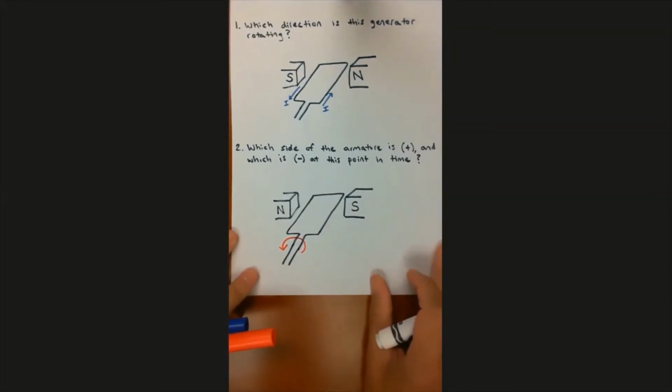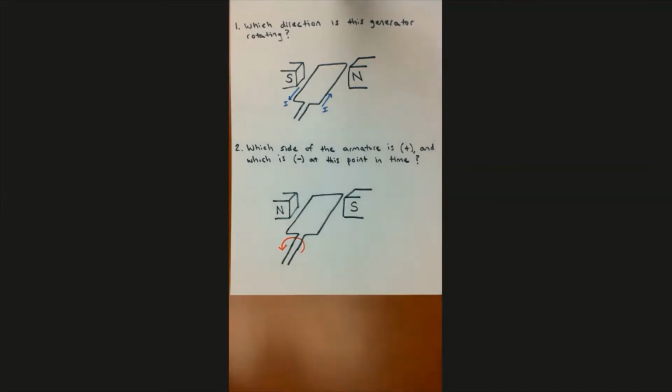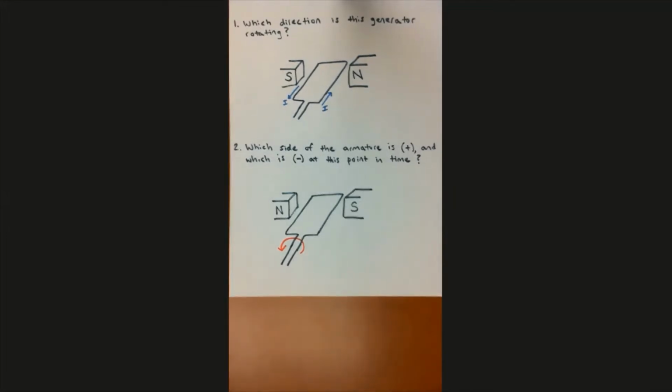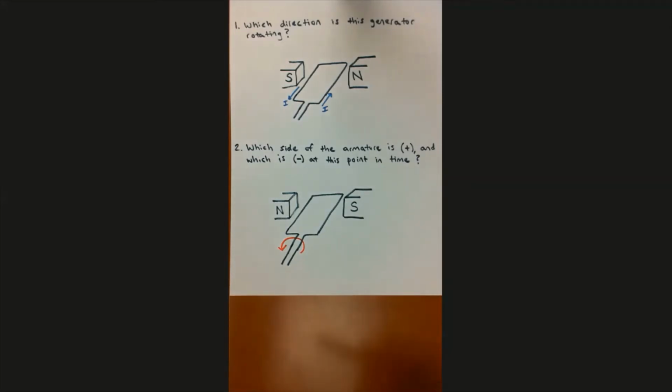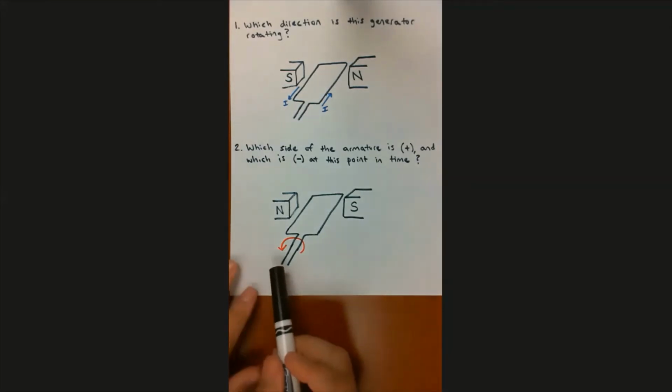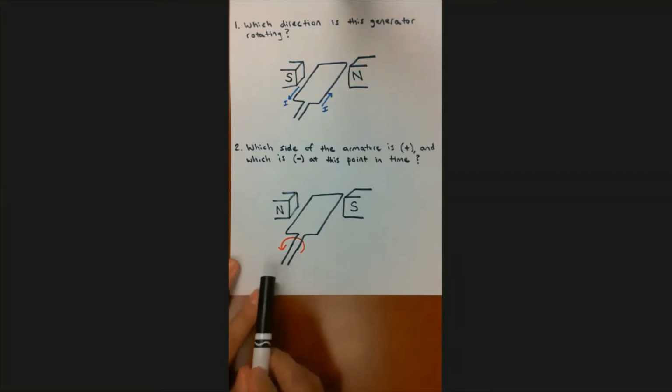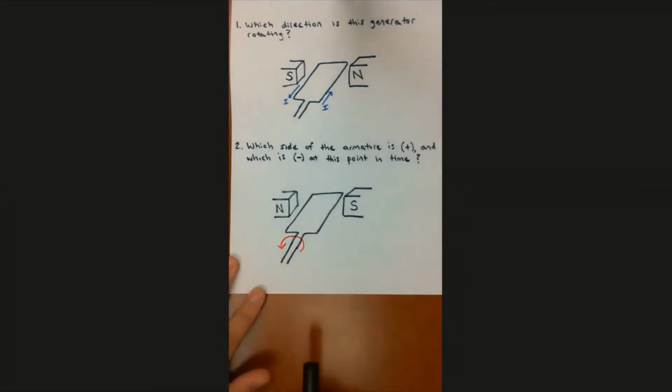Then number 2 says which side of the armature is positive and which side is negative at this point in time. We know that if this is an AC generator, then the polarity of the output is going to flip-flop every half rotation. But at this point in time, which side is the positive side? Which output wire right here? This one or this one? Which one is the positive side and which one is the negative side at this point in time?